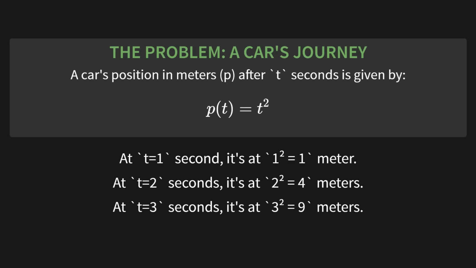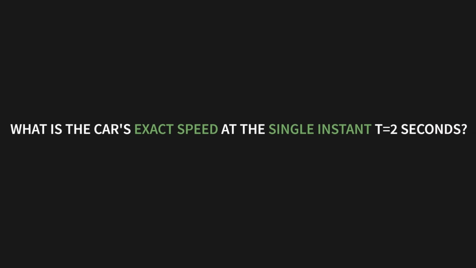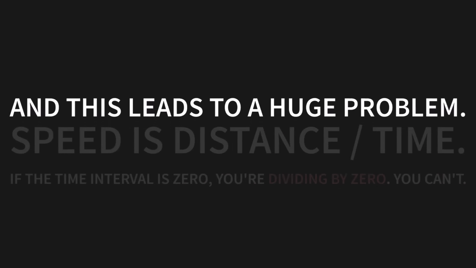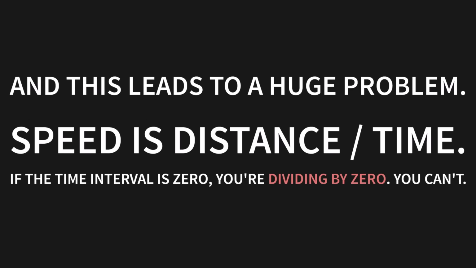Simple enough, right? But here's the question. What is the car's exact speed at the single instant t equals 2 seconds? And this leads to a huge problem. I mean, think about it. How do you measure speed over 0 time? The formula for speed is distance divided by time. If the time interval is 0, you're dividing by 0, and you can't do that.